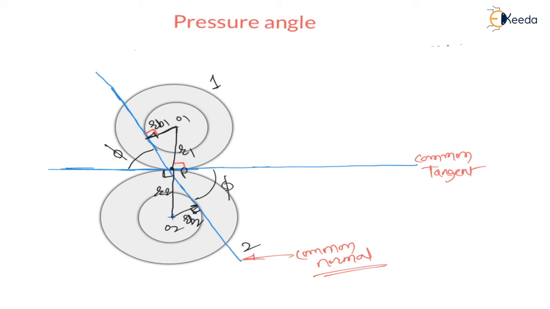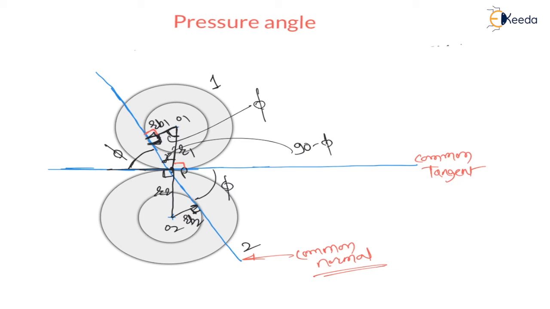Therefore, if this angle is phi, then with the vertical this small angle will be 90 minus phi, because the total angle between horizontal and vertical is 90. If from this I subtract phi, this becomes 90 minus phi, and here again it is 90. Therefore, this angle will become phi. Simple mathematics.